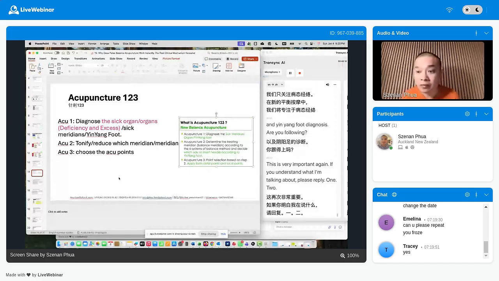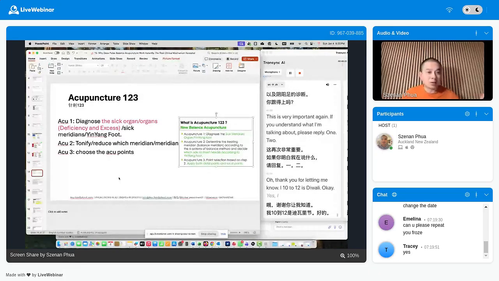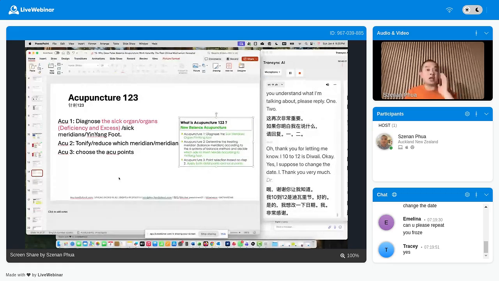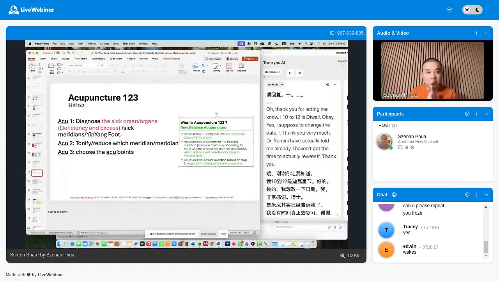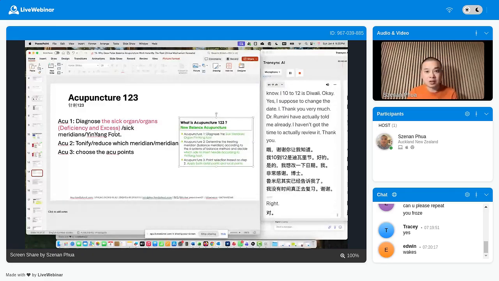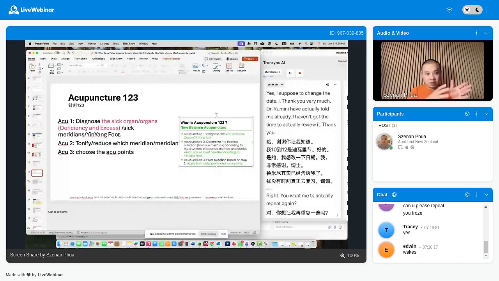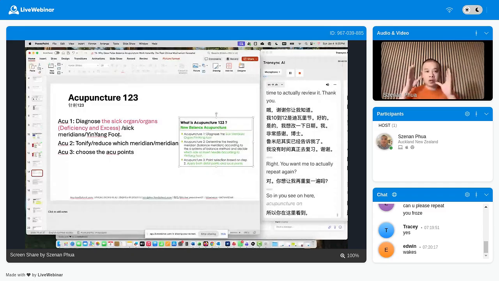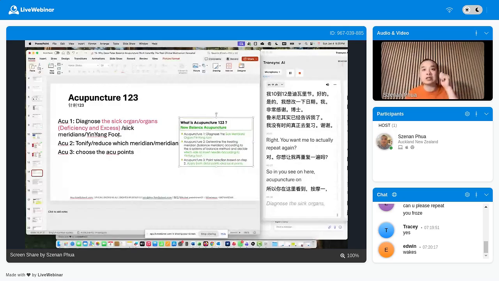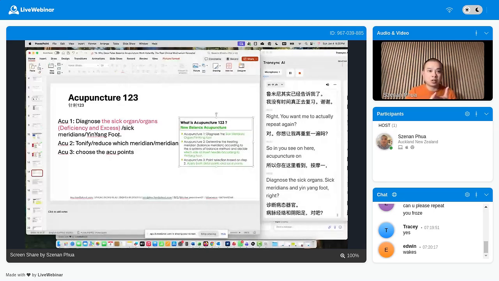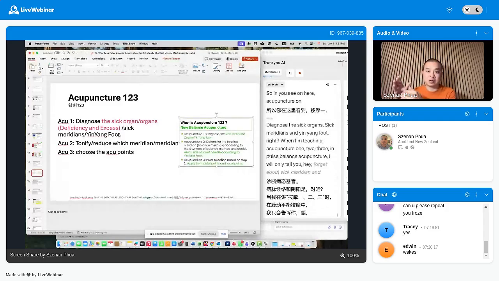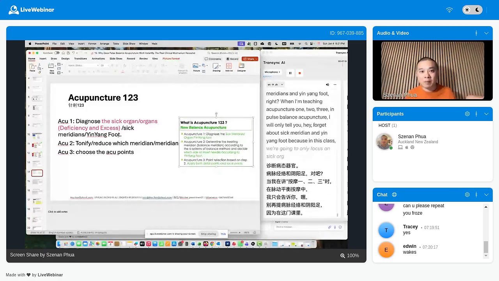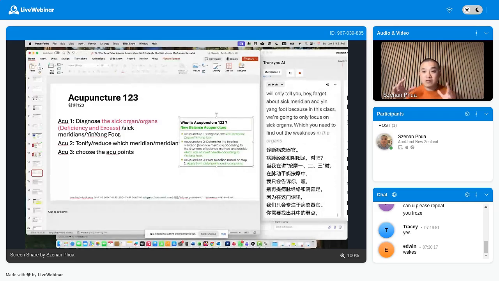Right. You want me to actually repeat again? So you see on here, acupuncture 1, diagnose the sick organs, sick meridians, and yin yang foot, right? When I'm teaching acupuncture 1, 2, 3 in Pulse Balance Acupuncture, I will only tell you to forget about sick meridian and yin yang foot, because in this class, we're going to only focus on sick organs, where you need to find out the weakness in the organs or the excess, too strong, of the organs. But in acupuncture 1, 2, 3 of New Balance Acupuncture Workshop, I didn't actually talk about the sick organs. We only focus on sick meridian and yin yang foot diagnosis. That's it.